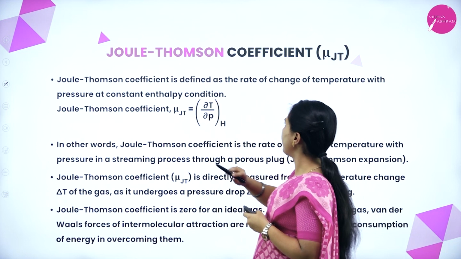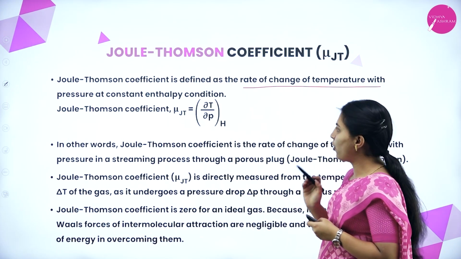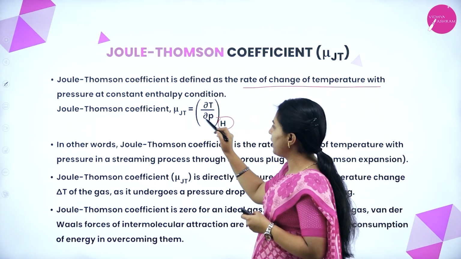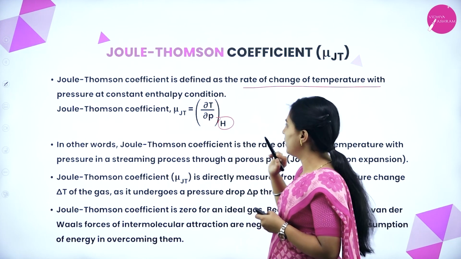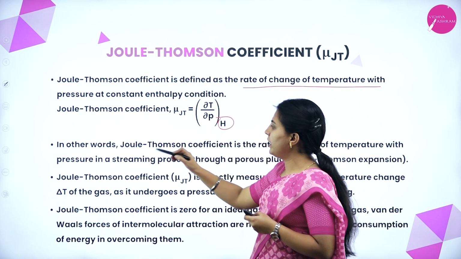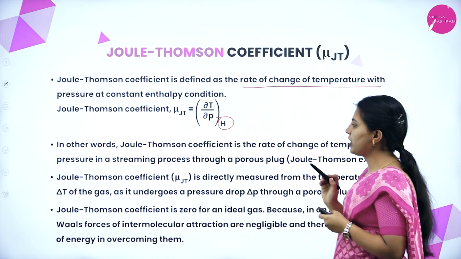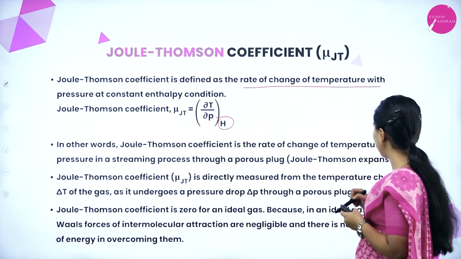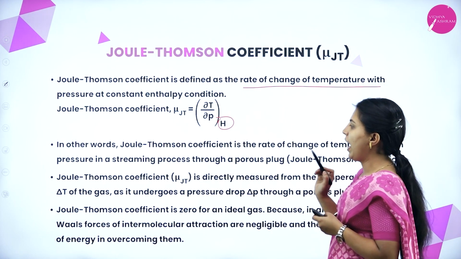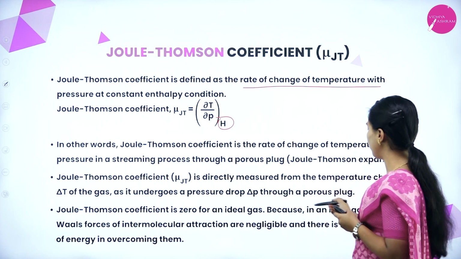The Joule-Thomson coefficient is defined as the rate of change of temperature with pressure at constant enthalpy. This is constant enthalpy; temperature and pressure will be seen here. This is the Joule-Thomson coefficient. In other words, it is the rate of change of temperature with pressure in a streaming process through a porous plug. The Joule-Thomson coefficient is directly measured from the temperature change, delta T, of the gas as it undergoes a pressure drop, delta P, through a porous plug.